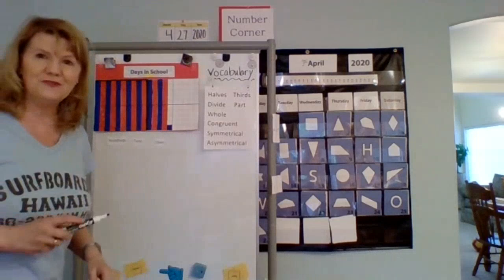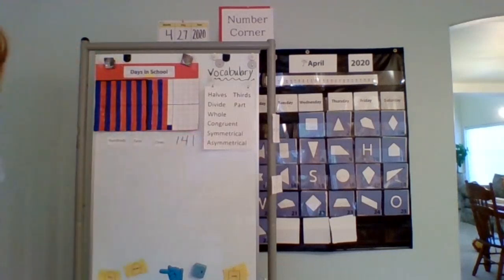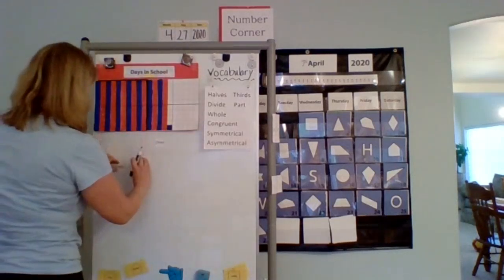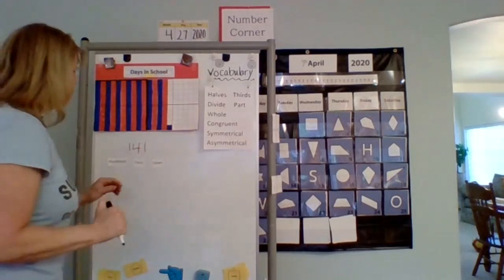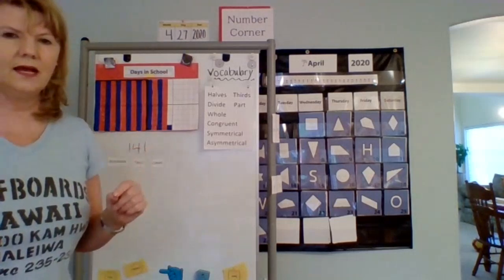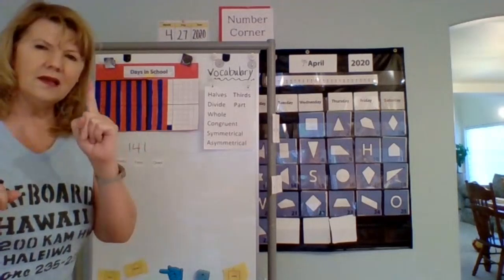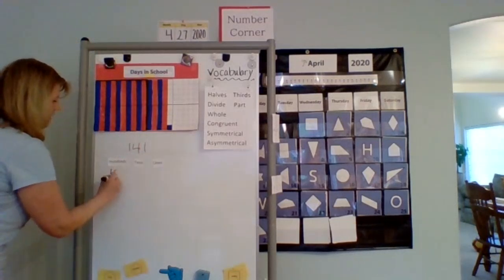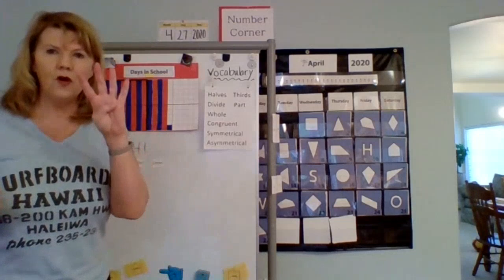Okay, I told you we were going to learn how to write expanded numbers. Our number is 141. How would I write that in expanded form? I'm going to push these down and put my number right here, 141. Well, let's look at the hundreds. We know we have 10 sets of 10 equal 100, but how many hundreds is 100? 100 is one set of 100. So we're going to put one set of 100 is 100, plus how many tens do we have? We had 4 tens.